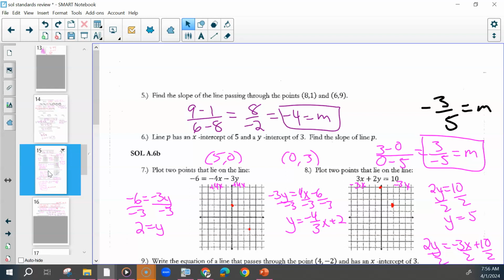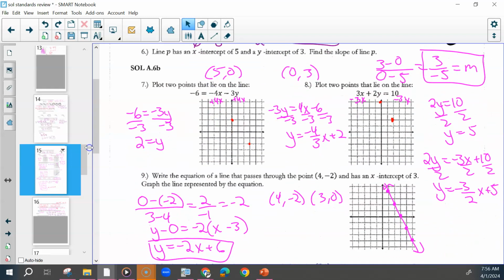And then for SOL A.6a-b, you had to plot for number 7 and 8 2 points that would fall on the line. So you could have put this into Desmos down the line and just plotted 2 points from that line. But the 2 points I have for this one are at (0, 2) and (3, -2). And then at (0, 5) and (2, 3). So you can write down all the work, but you really just need the points.